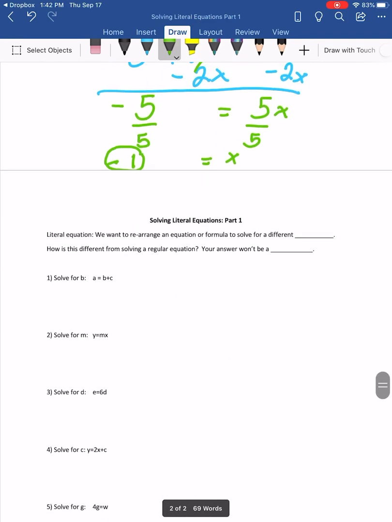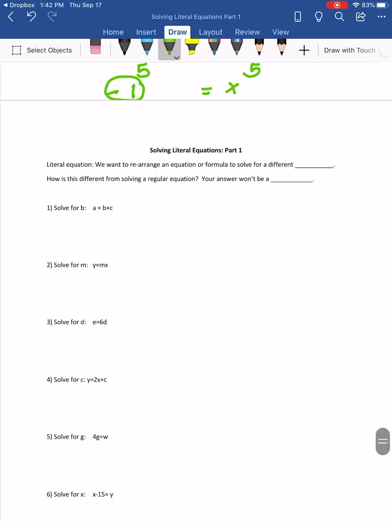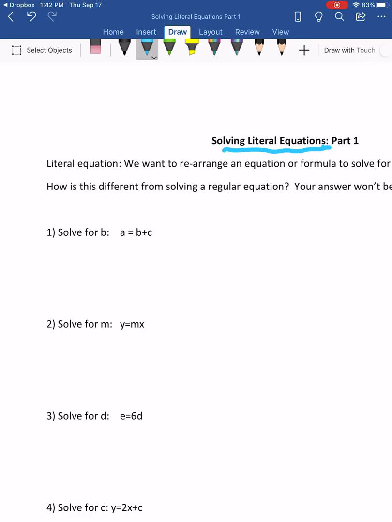All right, so let's get into today's lesson. Today's lesson is about literal equations. So a literal equation is where we have an equation that has more than one variable in it, and I want to solve it for a different variable. So if we look at example 1, a equals b plus c. This is solved for a. How do I know that? Because it begins with a equals.